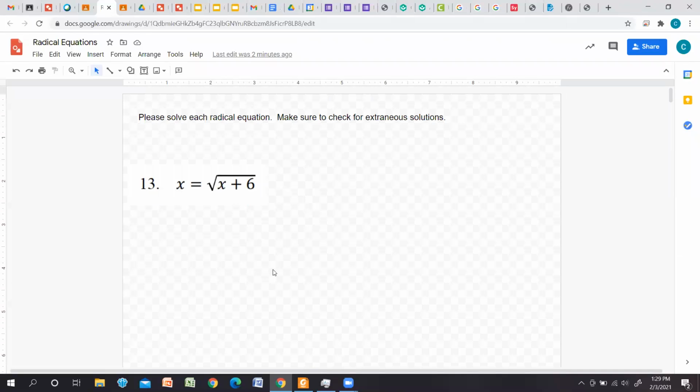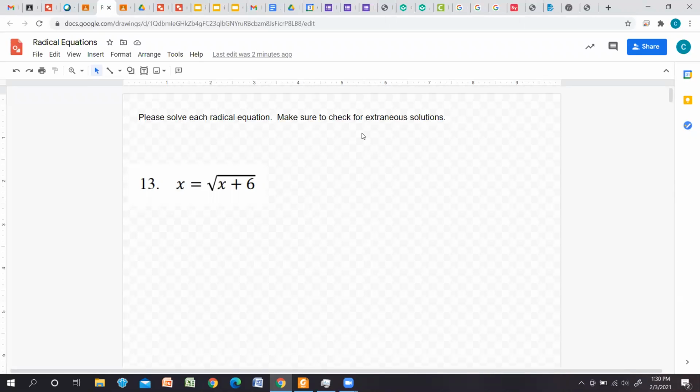Once you've found your solution, remember that you need to check for extraneous solutions. That's where you solved it correctly, but it doesn't pass the check. If that happens, that means that it's actually not a solution to the equation. It's an extraneous solution, so an invalid solution, as opposed to a valid solution.